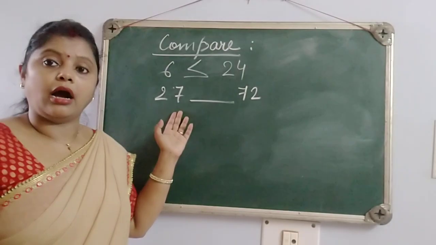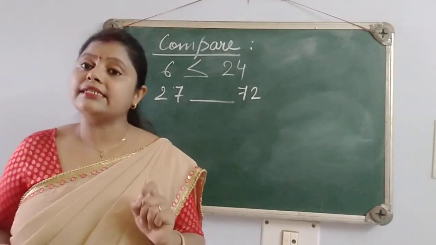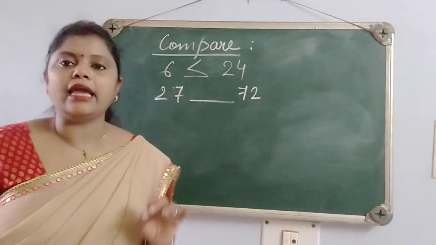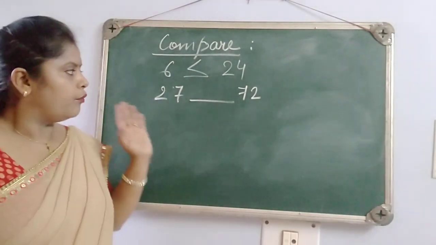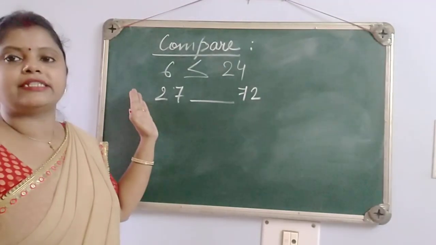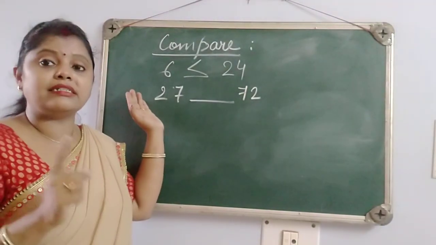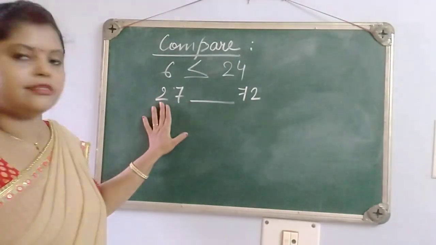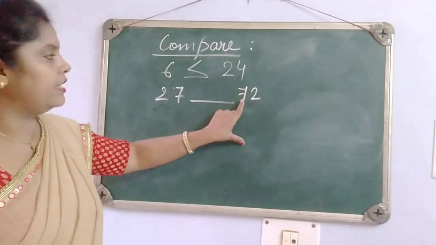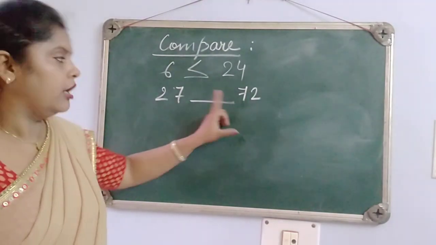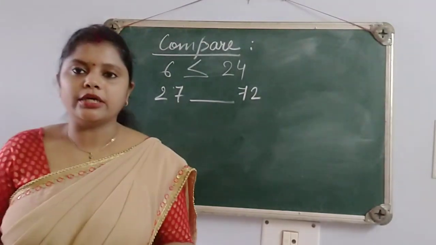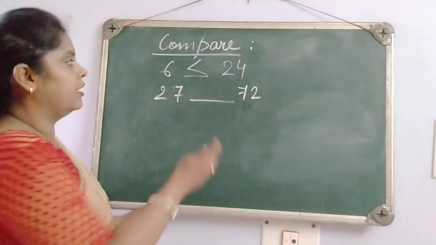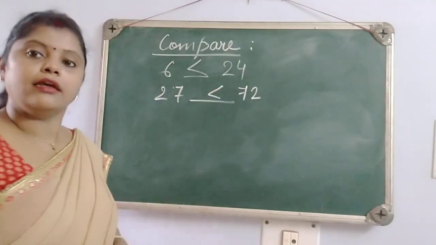But what about these numbers? How do we compare? We first have to understand the way. If the two numbers have the same number of digits, what do we have to do? We will come from the left side. Always remember, compare starting from the left side. Here on the left hand side it is 2, and in the second number, the left hand side digit is 7. Now compare 2 and 7. Which one is bigger? Obviously 7. So it means that 72 is greater than 27.